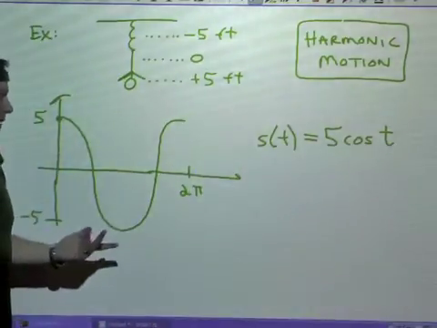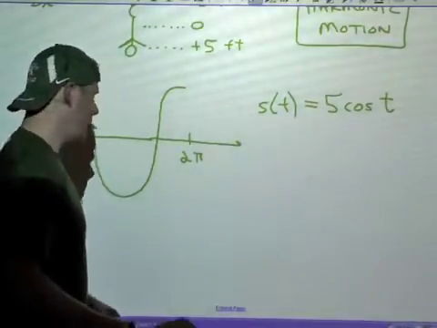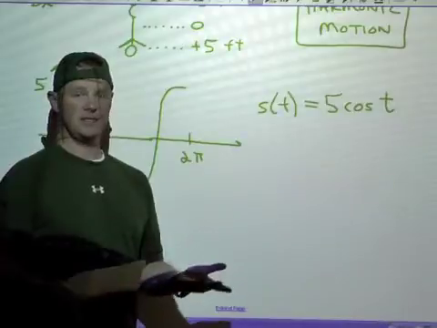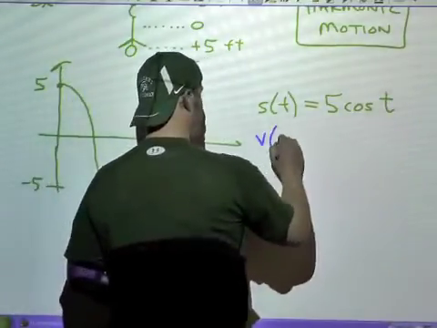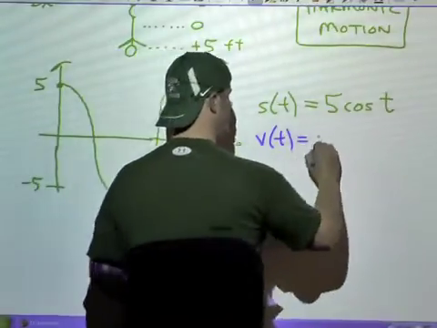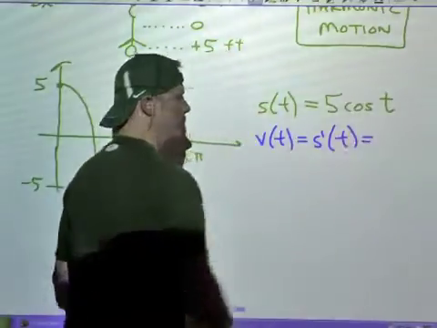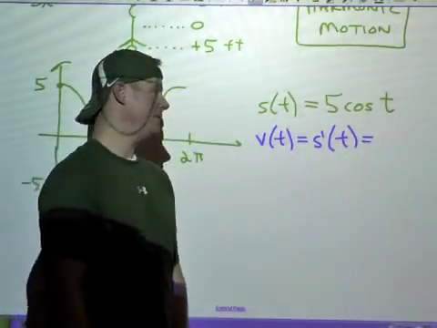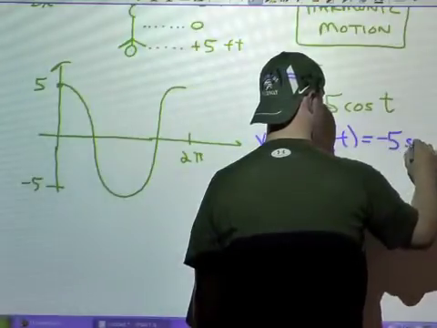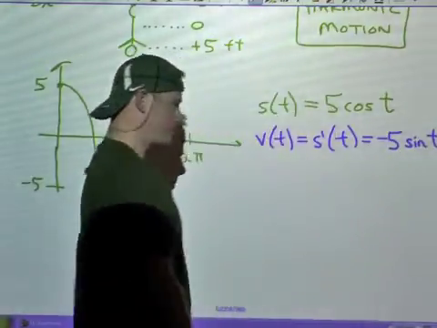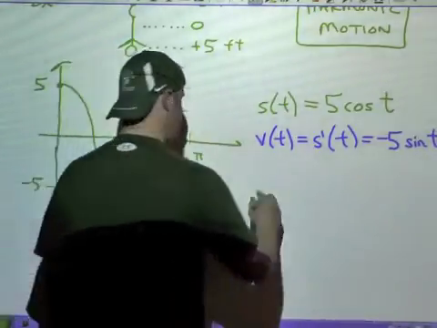Right? And then we can answer any kind of questions we want to about velocity and acceleration, because we know that velocity is just the derivative of position. So the velocity is just the derivative of position, which now we know that the formula for derivative of cosine is negative sine. The velocity is going to be -5 sine t. Okay? We can find a formula for acceleration as well.